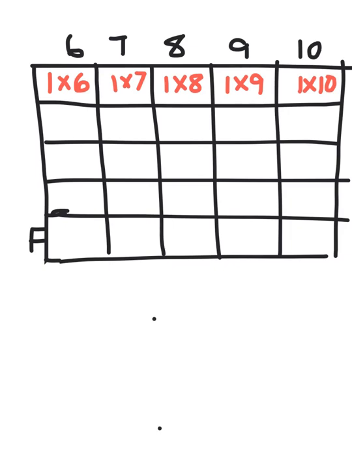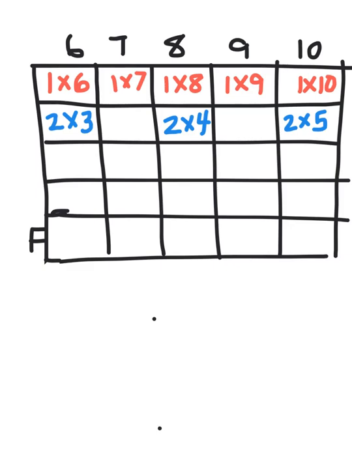In fact, all the even numbers are going to have a factor of 2. So let's do those. 2 times 3 is 6 because 6 is an even number. 2 times 4 is 8. 8 is an even number, so 2 is one of the factors. 2 times 5 is 10 because 10 is an even number. So it always is going to have a factor of 2.